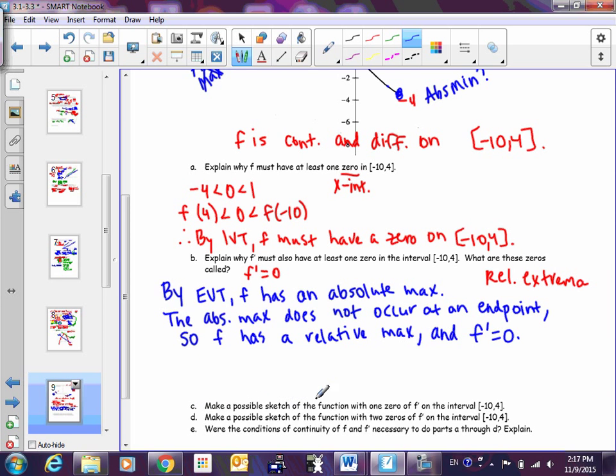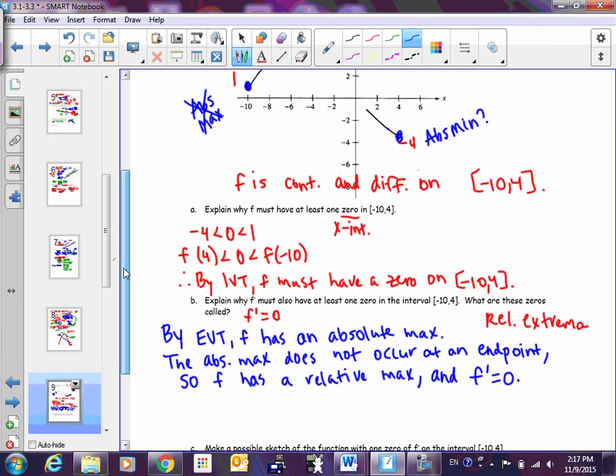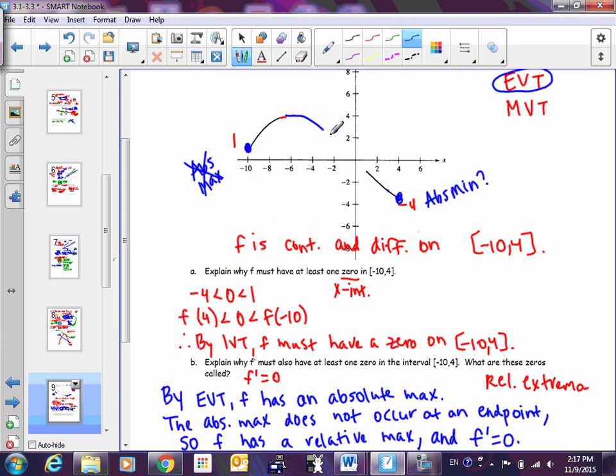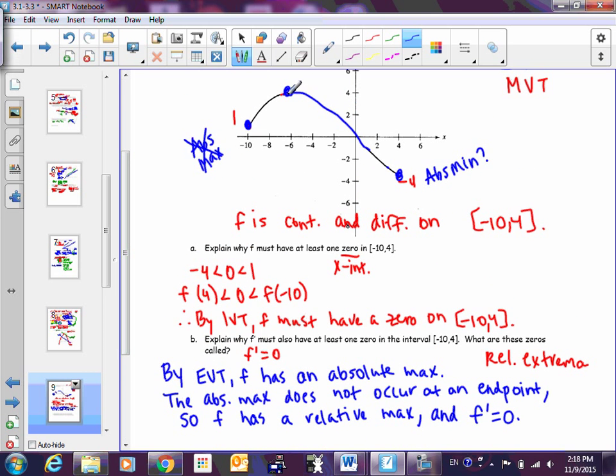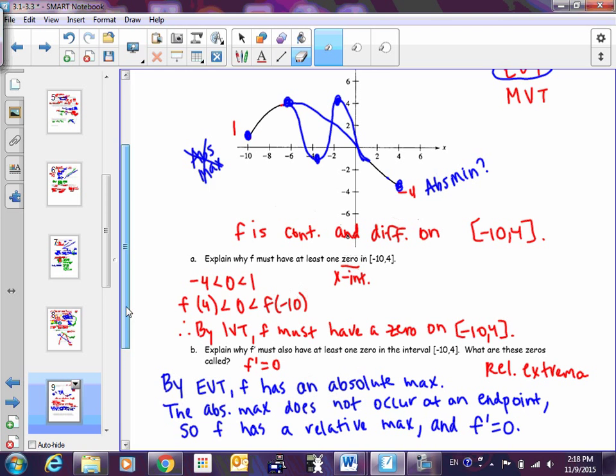So C says make a possible sketch of the function with F prime equal to 0 in 2 places. So I want you to kind of look at your picture. If you drew something like this, then you already did that. Okay, if yours was wackier, go ahead and draw a real basic one. Now, if you did something where it went up and down and up, how many places does F prime equal 0 on mine? 3. Okay, 3. So that says, okay, well, make it to where there's 2.